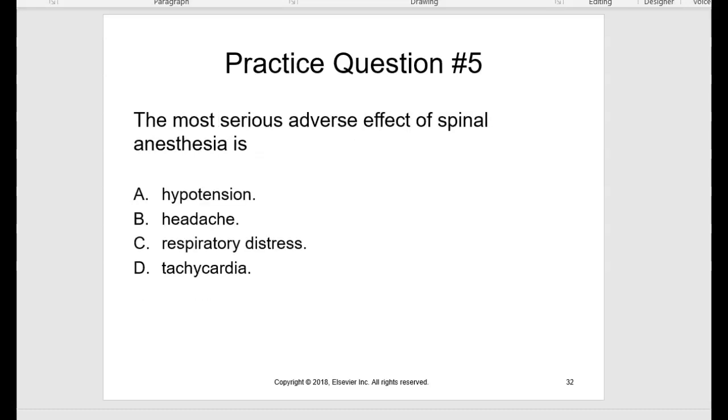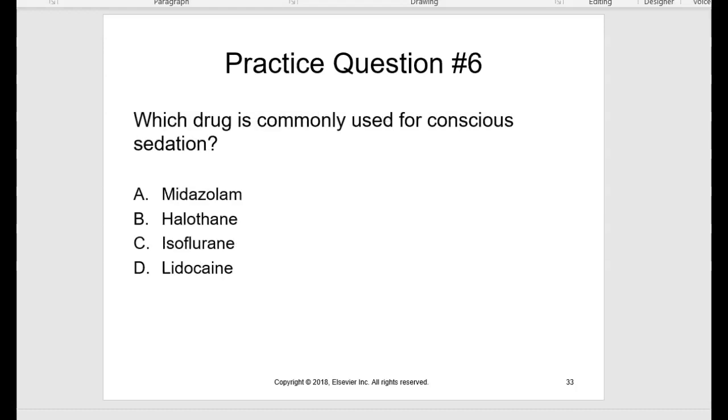Question 5. The most serious adverse effect of spinal anesthesia is. I'm hoping you all answered C, respiratory distress, right? Airway, breathing takes priority when we're assessing our patients. Practice question 6. Which drug is commonly used for conscious sedation? Correct answer is A, midazolam. Brand name for midazolam is Versed, if you're familiar with that. And again, you see that LAM ending, you should know that you are dealing with a benzodiazepine.